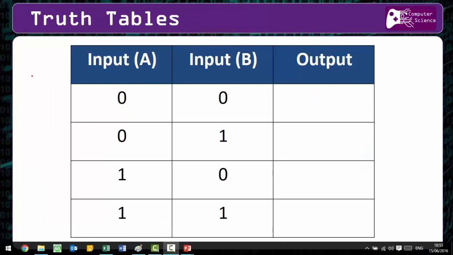Okay, so in computing we're obviously not going to be dealing with light switches and light bulbs, we're going to be dealing with Boolean, so we've got zeros and ones. So a 0 is off and a 1 is on.